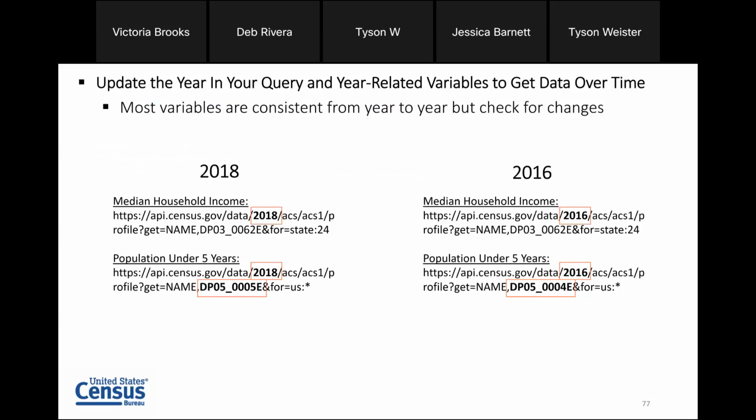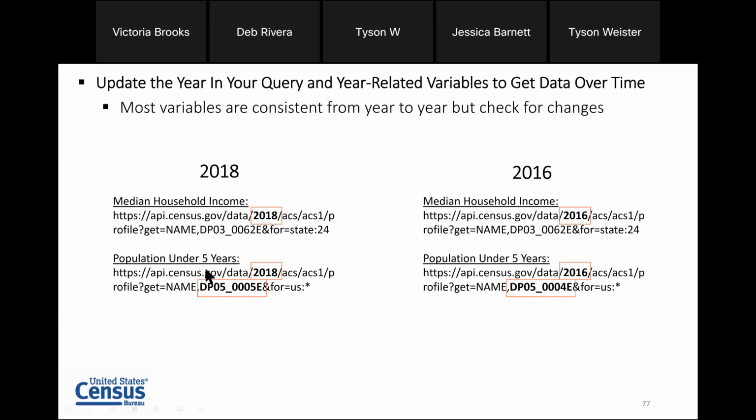Now let's talk about the consistency over time and just lay that out in a little more detail for you, especially with the code base named variables. Many times you'll find no change. For instance, if you're pulling median household income between 2016 and 2018 from the data profiles, you just update the year in your query.